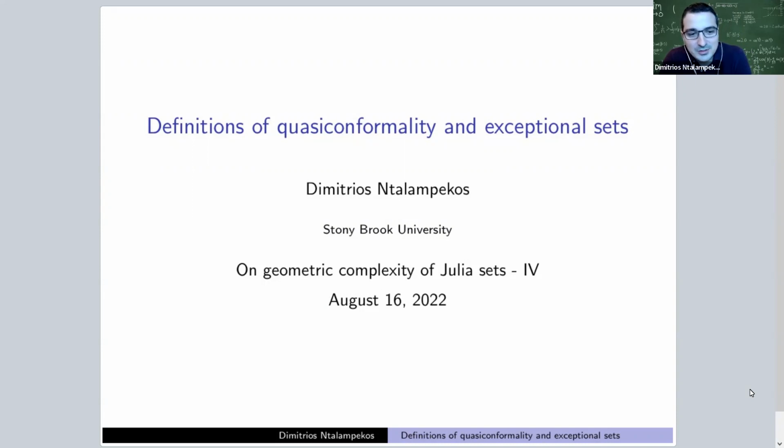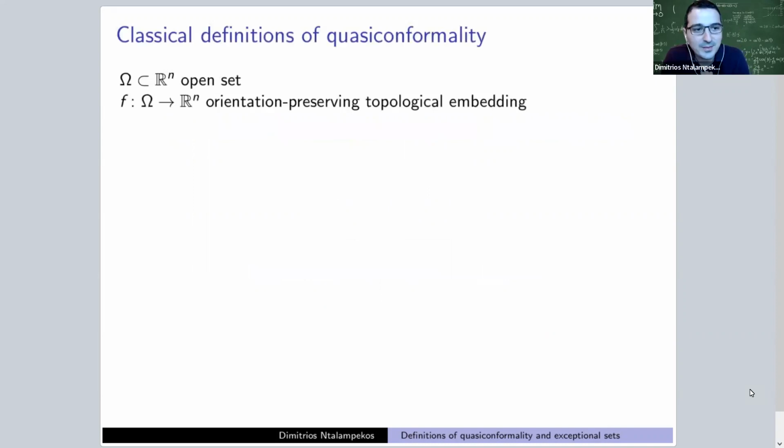Hello everyone. I'd like to thank the organizers for giving me this opportunity to talk about my research. So my talk will consist of two parts. The first would be to describe the classical definitions of quasiconformality and then some new definition. And in the second part, I'll talk about the exceptional, or else removable, sets for quasiconformality. So let's first start with the classical definitions.